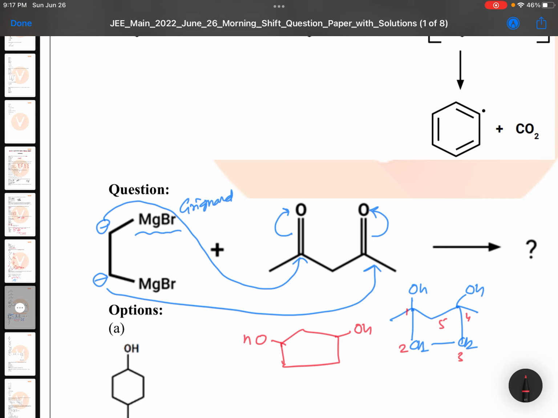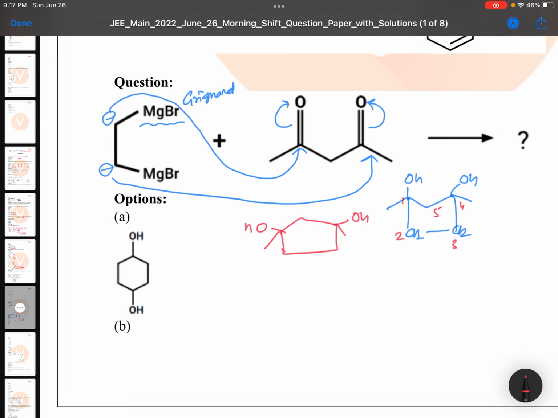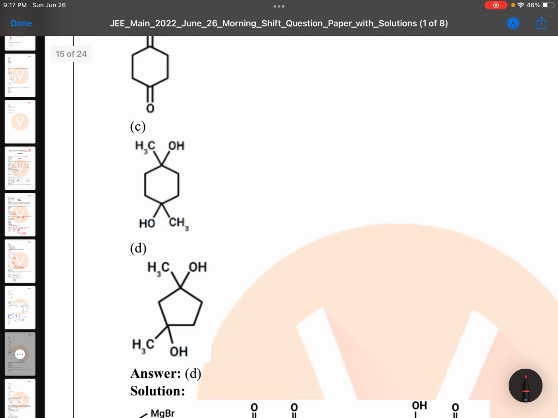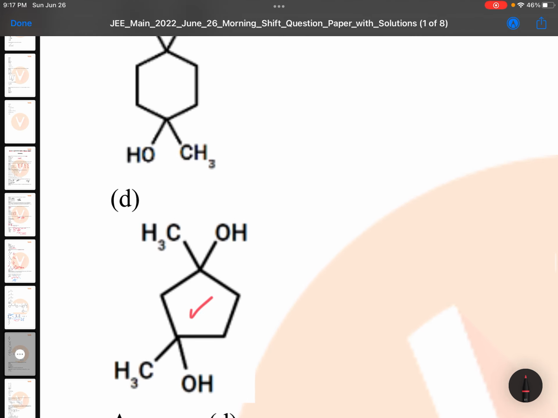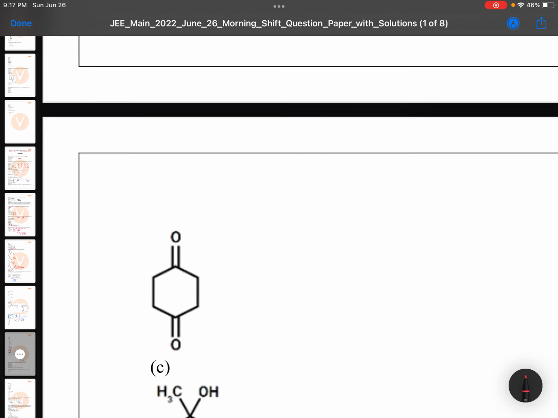And there, you can see there are two methyl groups also. So your option is this: a 5-member ring, 1, 2, 3, 4, 5. OH groups are there, and the same methyl groups are there. We did the same thing. You can check.